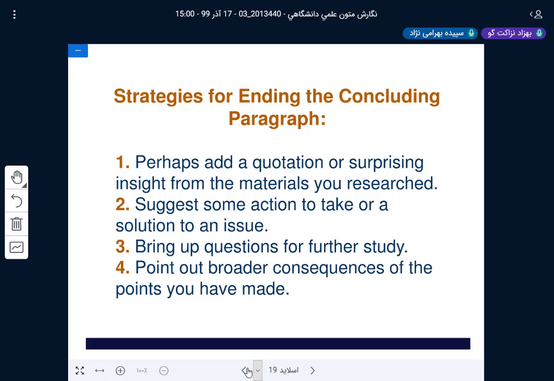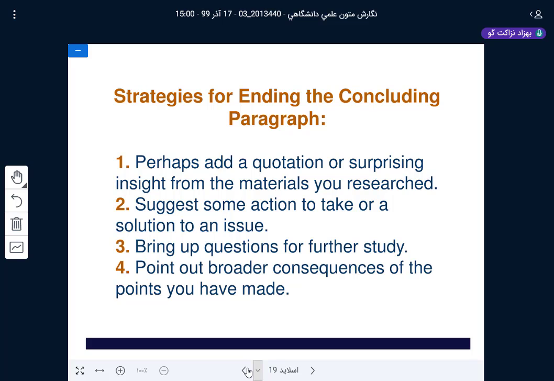Number three, bring up questions for further study. This question actually calls for action. Okay, so this question can be a thought-provoking question. So this will call for action. It creates ideas for further studies.